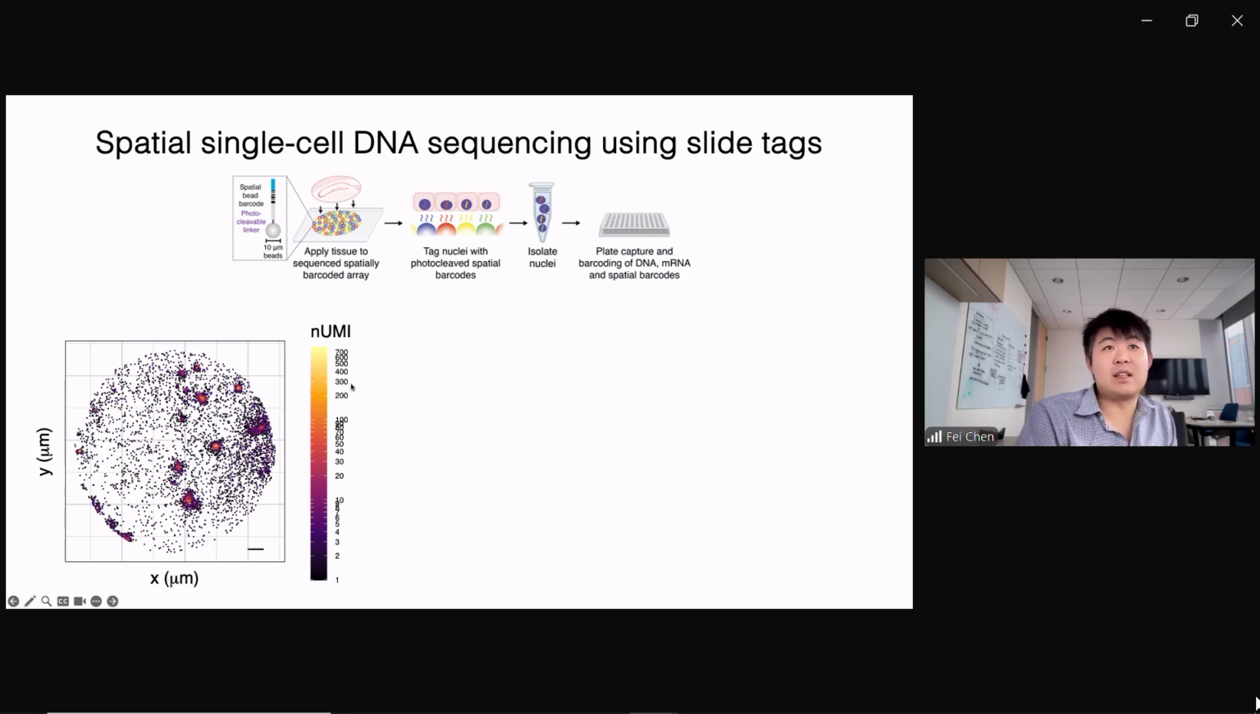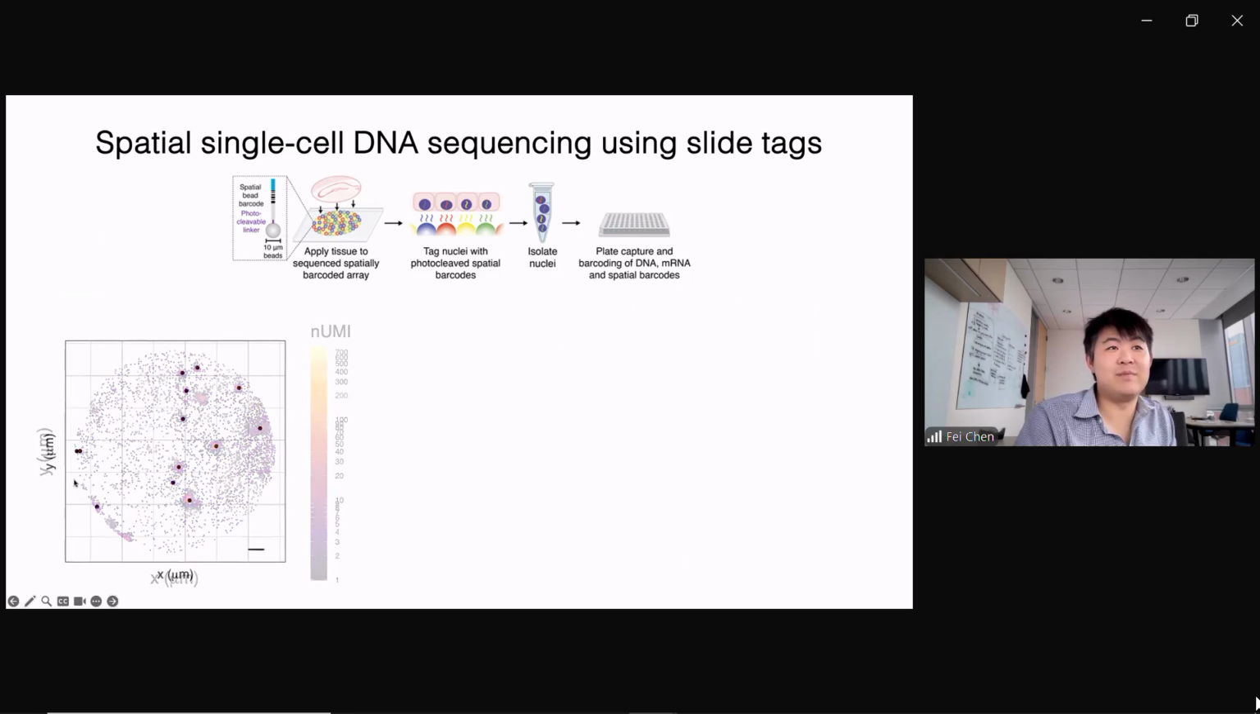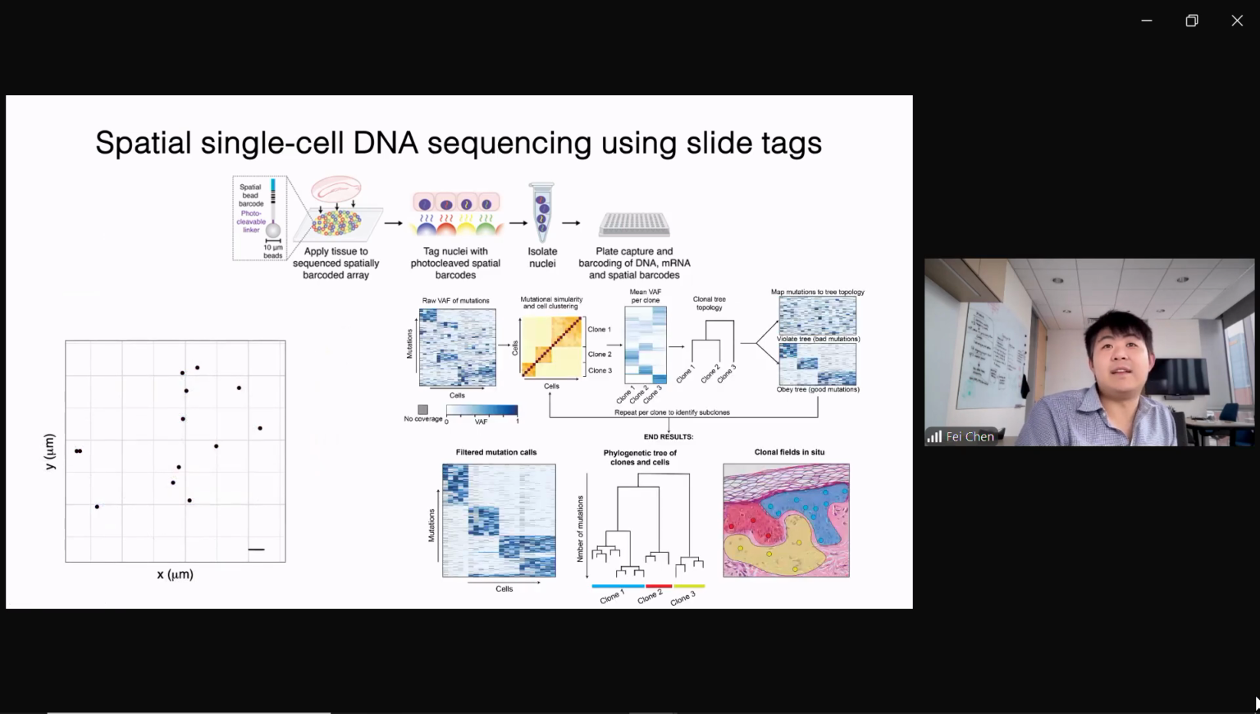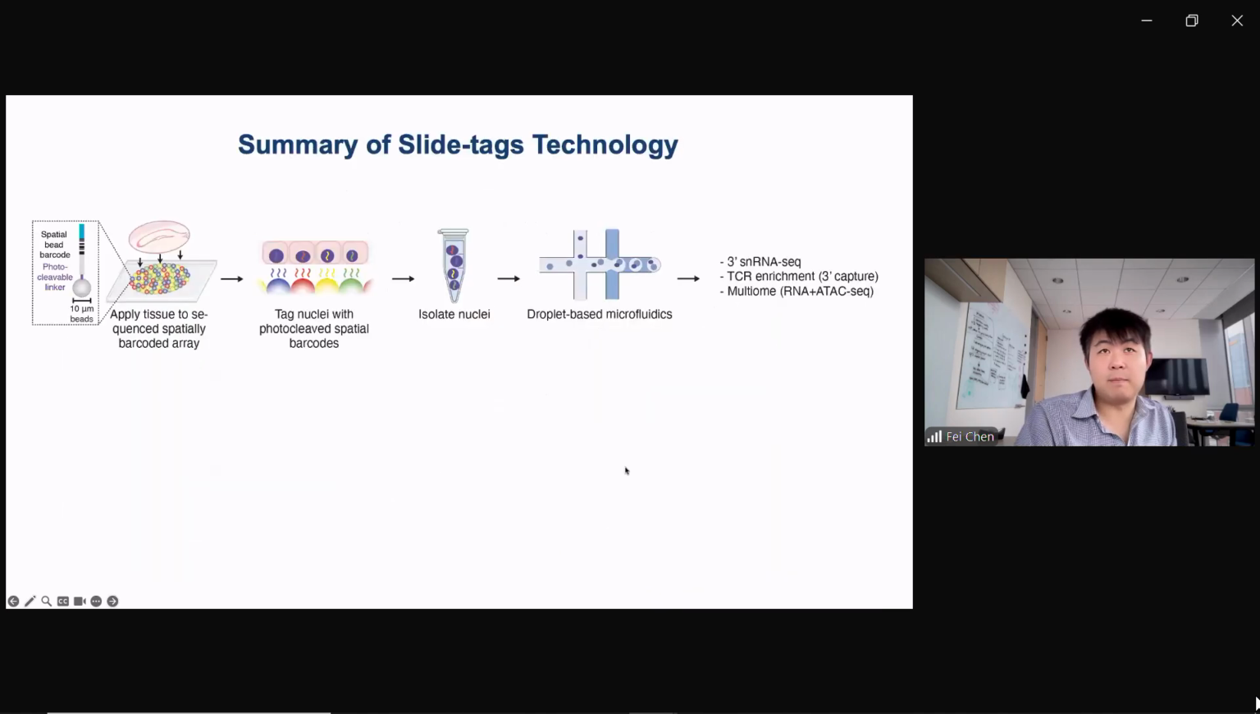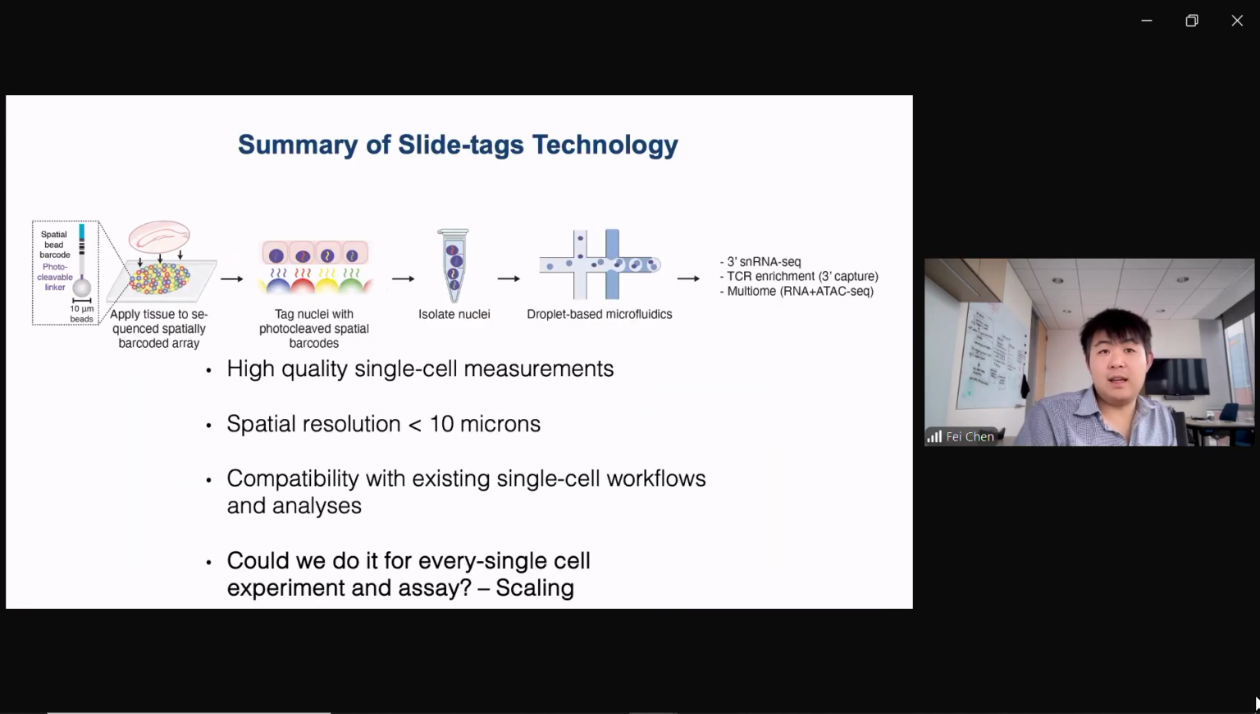Each one of these represents the number of spatial barcode UMIs on the array. And you can see that each individual cell has very distinct localization. And then the idea is now we can start sequencing the whole genome, and we can use that to spatially assign clonal fields in situ when we reconstruct phylogenetic trees using single nucleotide variants. Okay, so that's DNA.